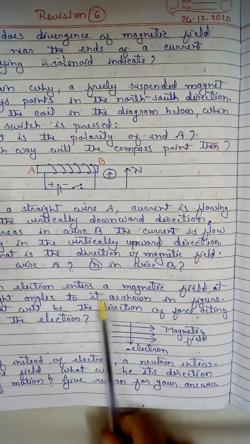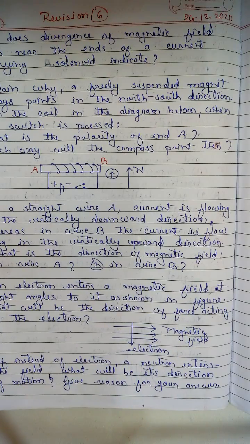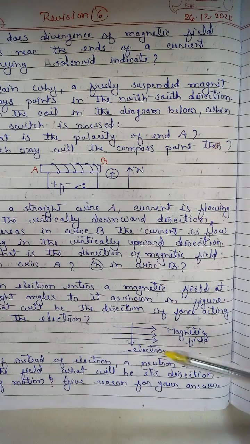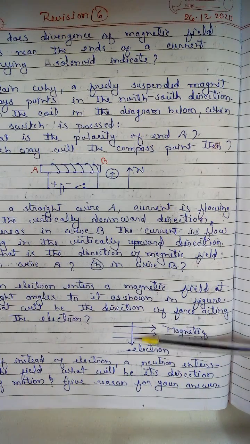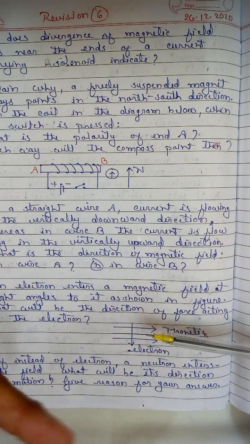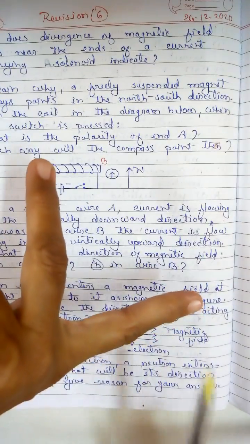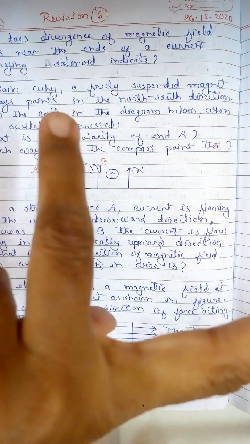Next question, an electron enters a magnetic field at right angles to it as shown in figure. What will be the direction of force acting on the electron? Now we know very well that the direction of current will be opposite to the direction of this electron. So if we use Fleming's left hand rule, this will be the direction of current, this is the magnetic field, then the direction of force acting on the electron will be into the page. The direction of force will be into the page.